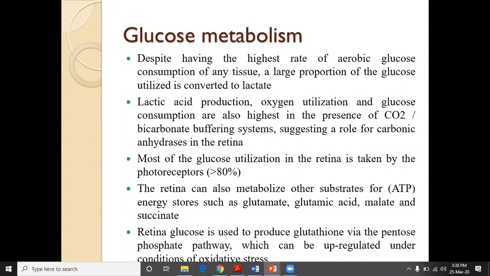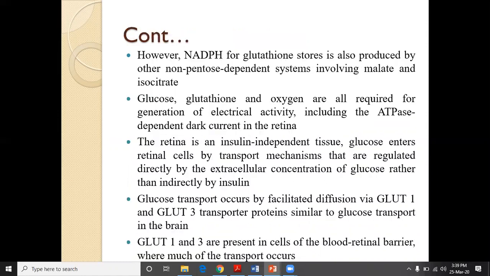Retinal glucose is used to produce glutathione via the pentose phosphate pathway, which can be up-regulated under the condition of oxidative stress. So if there is any problem with the oxygen, they can take up that pentose phosphate pathway to metabolize the glucose and produce the glutathione. However, NADPH or glutathione store is also produced by other non-pentose dependent systems involving malate and isocitrate.